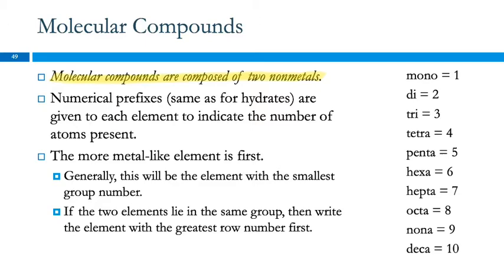The more metallic element is generally listed first. Usually this is the element with the smaller group number. You really don't need to worry about this distinction too much, but sometimes students are curious, well, why is it H2O and not OH2? And that's because in terms of metallic character, hydrogen is more metal-like. And so just like with the ionic compounds where it's the metal and the nonmetal, with molecular compounds it's the element that's more like a metal that goes first, just because we decided to do it that way.